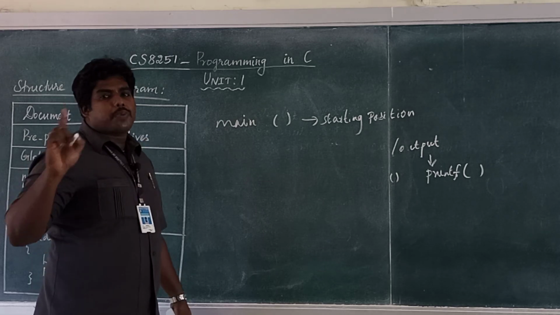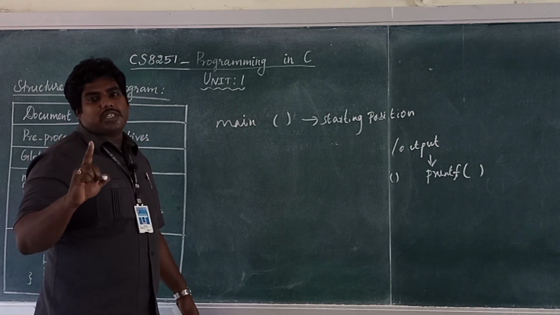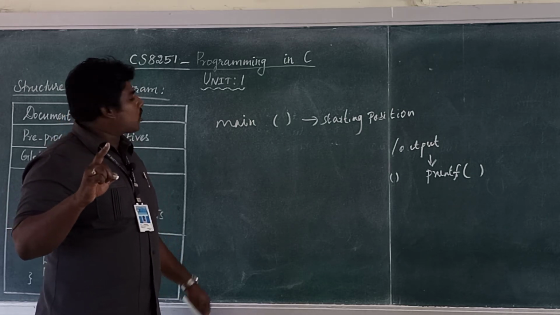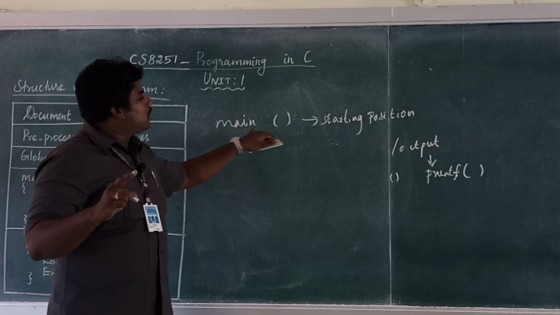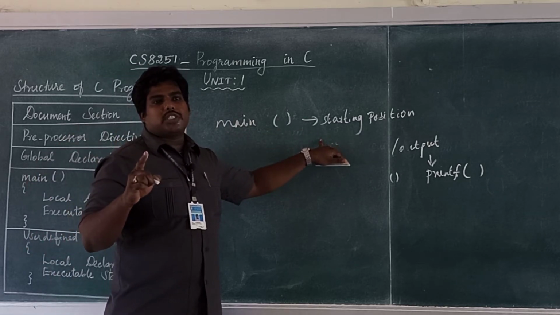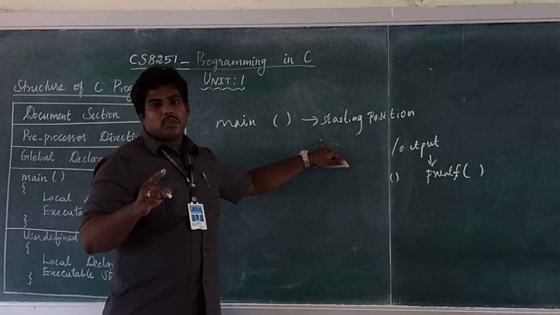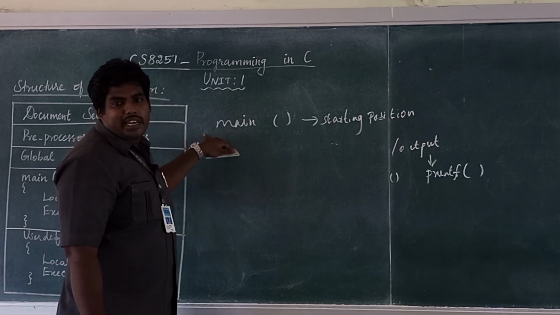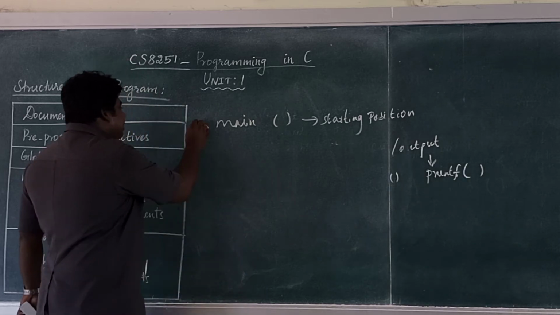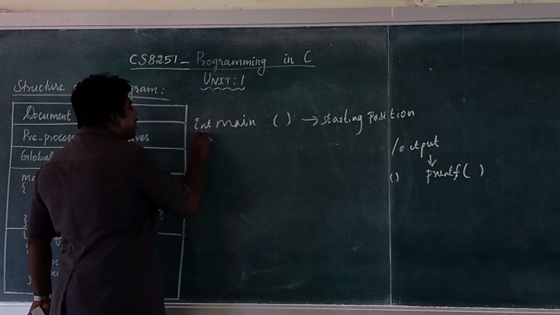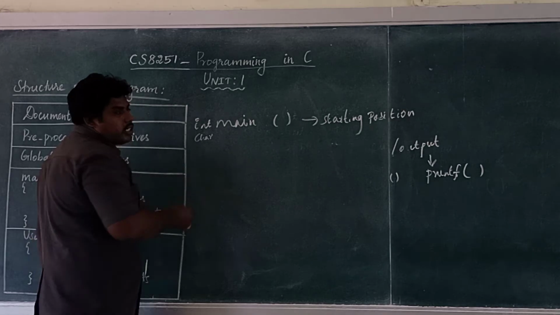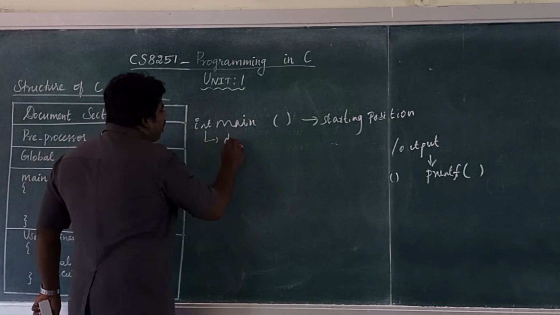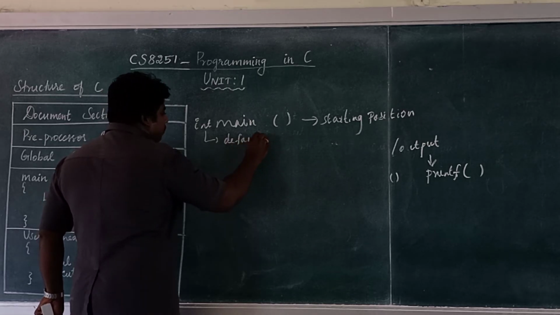If you take any C program, there should be one main function. If the main function is not there, it is wrong. So all C programs should have one main function. The main function is the starting position of the program. Here also you have to specify the data type, whether it is int or char. The default data type is int.